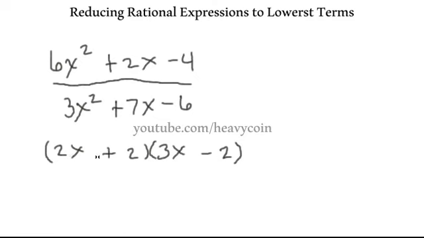Now if you multiply all this out, we should get what's in the numerator up here. 2x times 3x is 6x squared. 2x times negative 2 is negative 4x. Let me just do a little side work over here so we don't lose track. Negative 4x, and then 2 times 3x is 6x. And of course that's going to add to 2x, and that's what we get right here. And then 2 times negative 2 is negative 4. Okay, good.